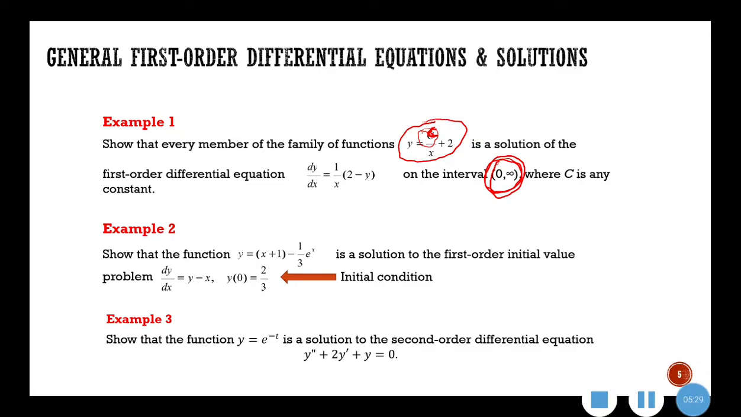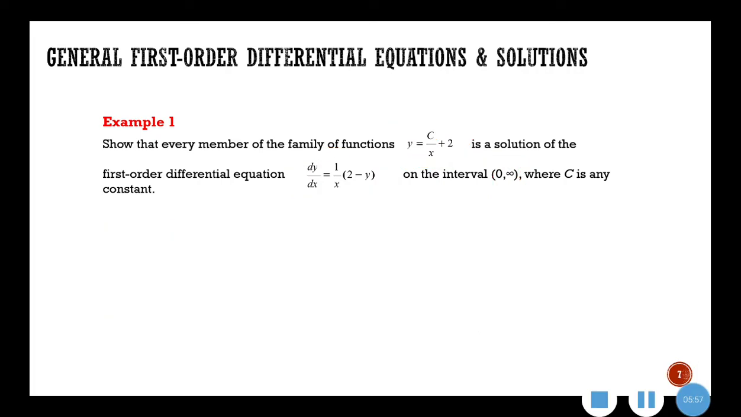So this question asks you to show, meaning you have to prove that this solution, y equals c over x plus 2, is the solution for this differential equation, dy over dx equals 1 over x times 2 minus y. Alright, now let's try to solve this example 1. Okay, so how are we going to show this? Usually when we prove, we will show that the left hand side equals the right hand side. Okay, so you have two approaches.